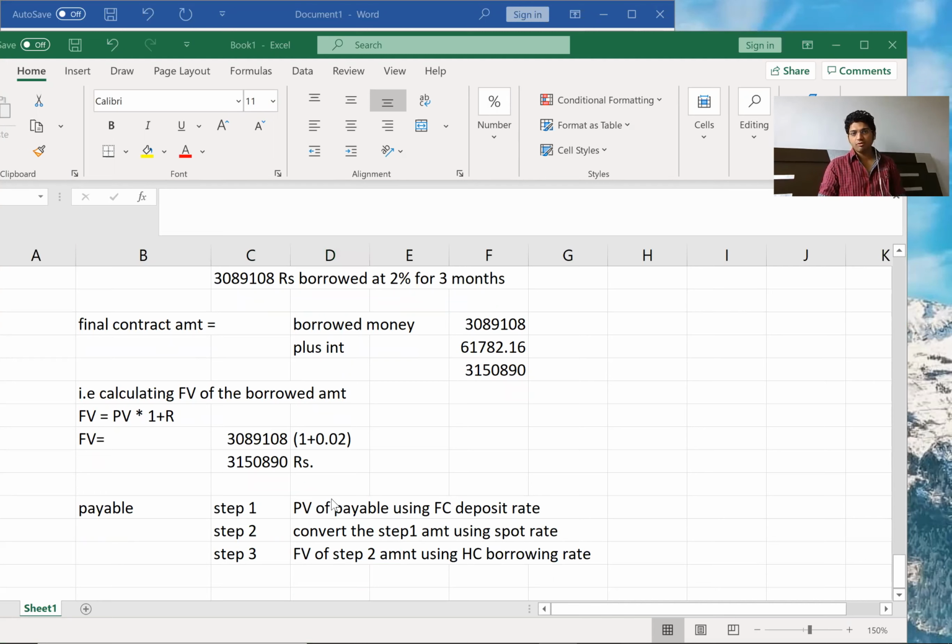So the formula will be in 3 simple steps. The next sum you can directly do with these 3 steps. You don't need to explain everything in the exam. In the exam, you can directly do it with this. So this is in the case of payable.